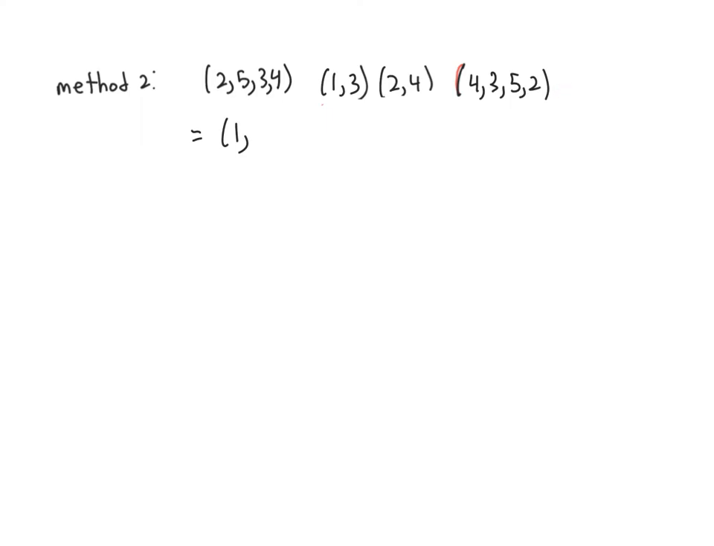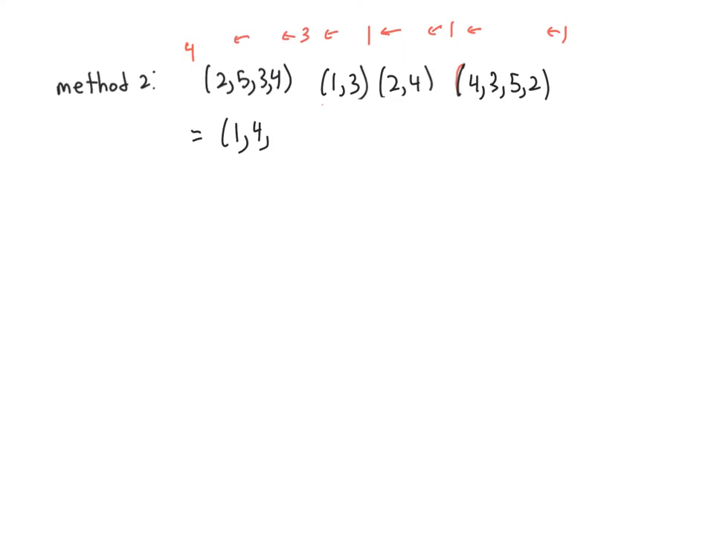So 1. Doesn't appear in the first cycle, so it comes out. Doesn't appear in the second cycle, so it comes out. Finally appears in this third cycle, so 1 becomes 3. Finally appears in this cycle, so it becomes 4. So I put in 1 on the right, I get 4 all the way on the left. 1 is sent to 4. So there's that answer so far, but we're not done yet.